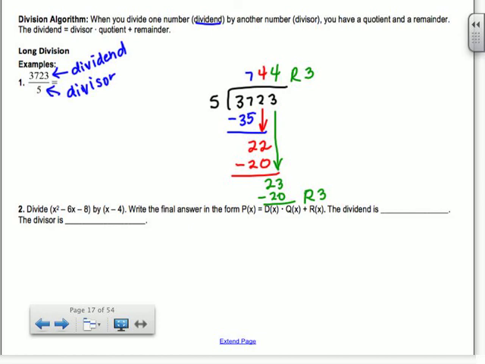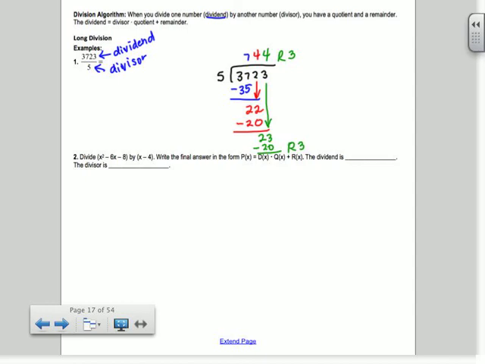Okay, so let's try with a polynomial. So it says divide x squared minus 6x minus 8 by x minus 4. So I'm going to have x squared minus 6x minus 8, and I'm going to divide by x minus 4. Pretty scary looking, isn't it? Okay. So I'm going to look at this first thing, x. I'm going to say, what do I multiply x by to get close to the x squared? X, right? X times x makes the x squared. So I write x on top.